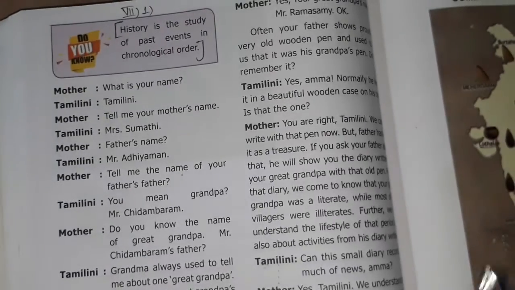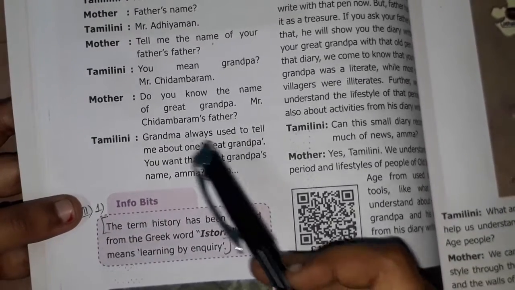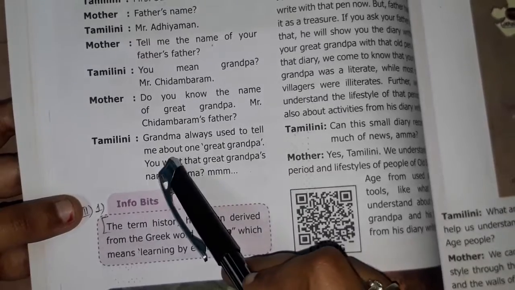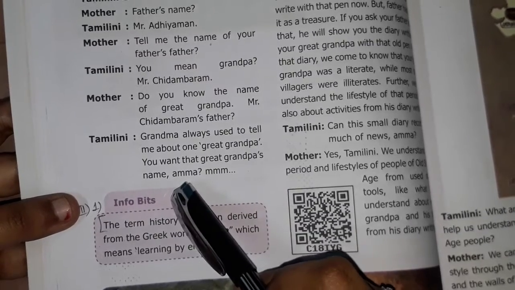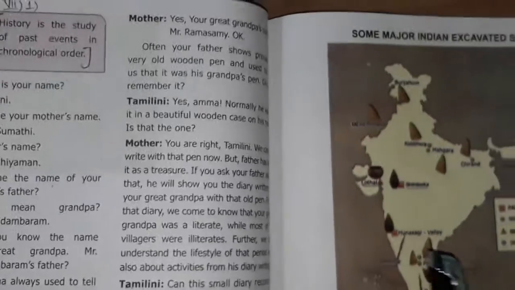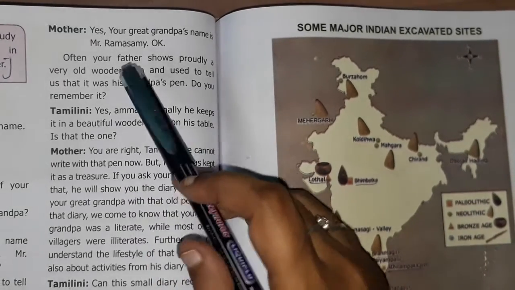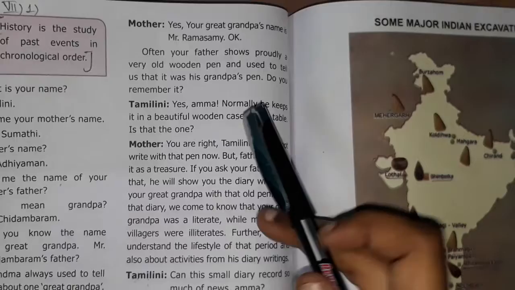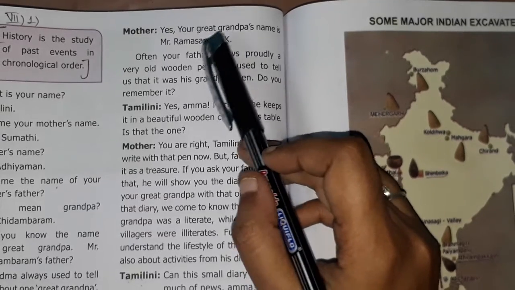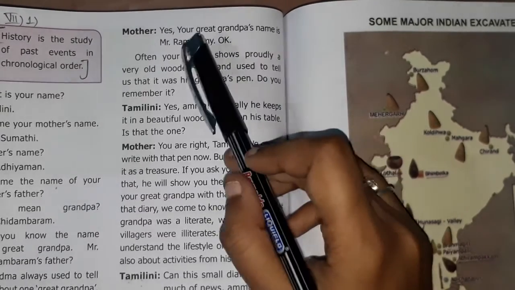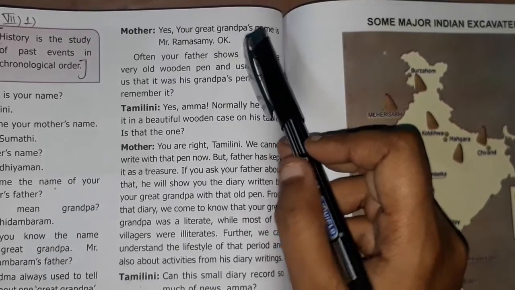Shall we continue the conversation between mother and Tamilini? What did she say last? Grandma always used to tell me about one great grandpa. You want that great grandpa's name, Amma? Her mother replied, "Yes. Your great grandpa's name is Mr. Ramasamy." Tamilini's great grandpa's name is Mr. Ramasamy.